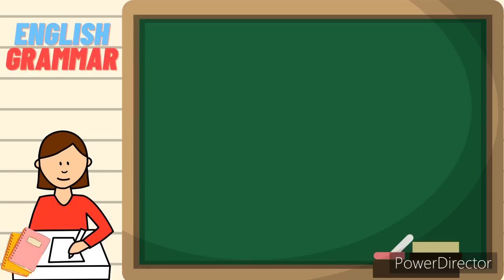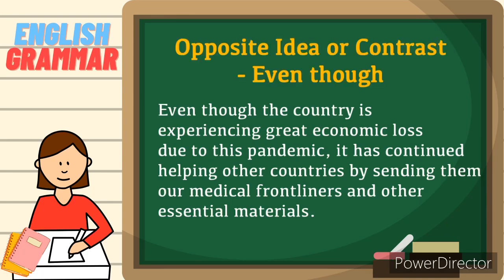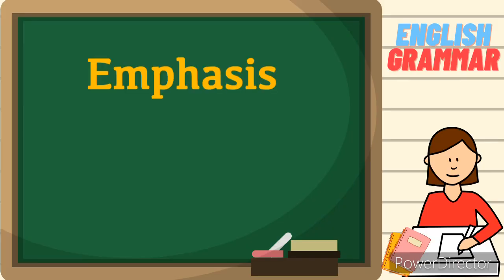Let's use one in a sentence. Even though the country is experiencing great economic loss due to this pandemic, it has continued helping other countries by sending our medical frontliners and other essential materials. The words even though introduce 2 subsequent but opposing situations, and those are, the country is able to help despite economic loss. Other adversative transition signals are those that emphasize or clarify a point.